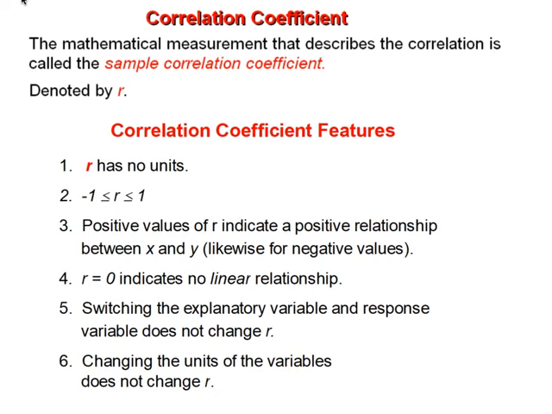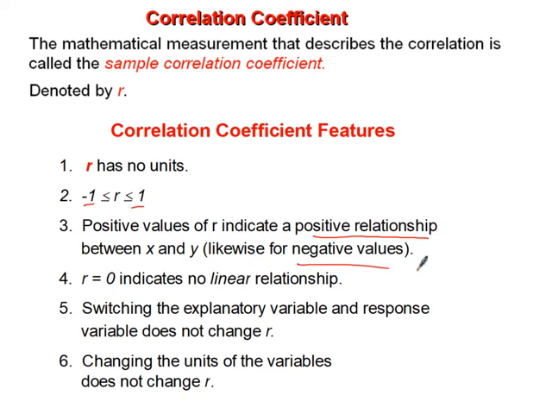Some characteristics about correlation. r has no units, so it's not r equals inches, r equals seconds, r equals meters per second. It's just r. It can fall between -1 and +1, including those. Positive r values show that there's a positive relationship, and a negative value would show that there's a negative relationship.